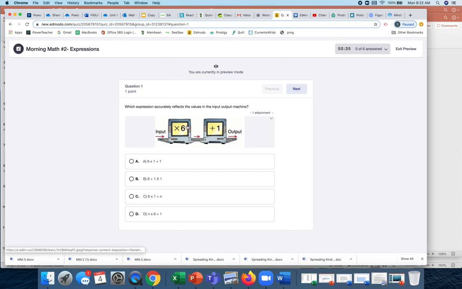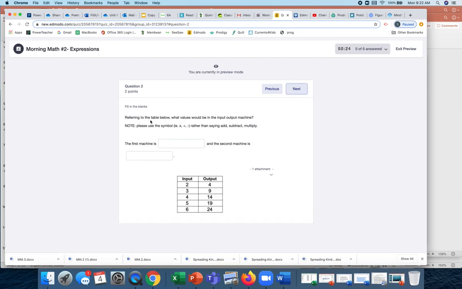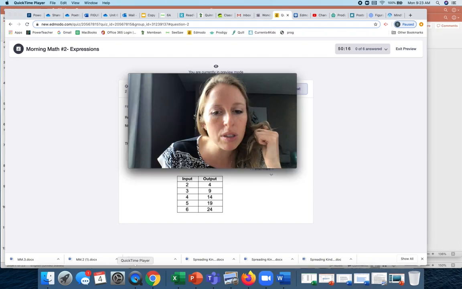I'll just sort of take you through this quickly. So which expression accurately reflects the values in the input-output machine? So you're saying which of these expressions would relate to this? Okay. Next one. Okay, so referring to the table below, this is fill in the blank. Which values would be in the input-output machine?